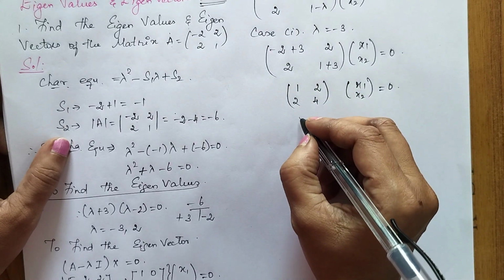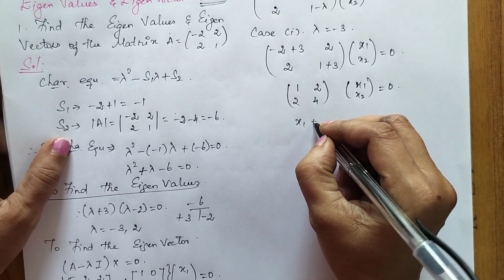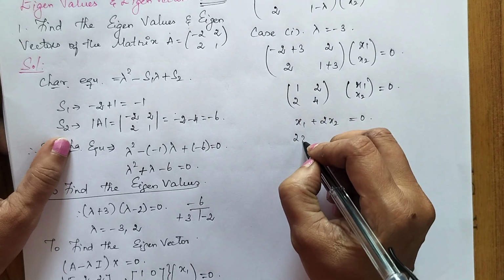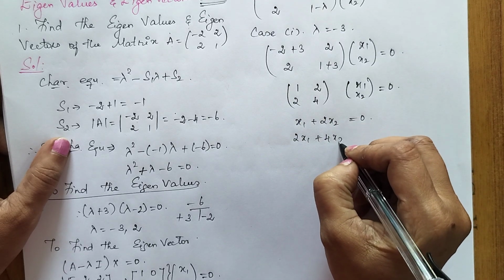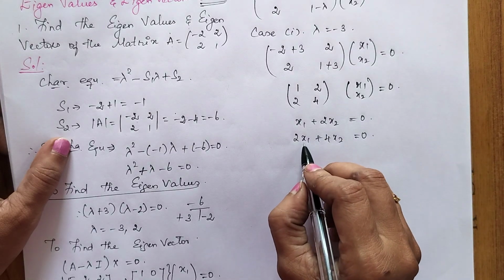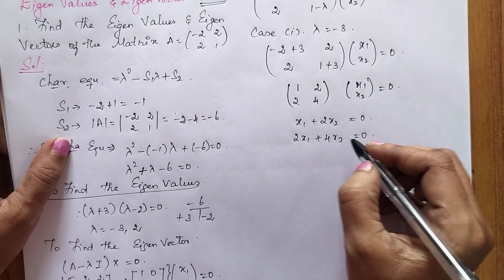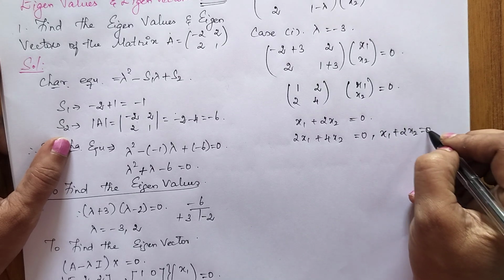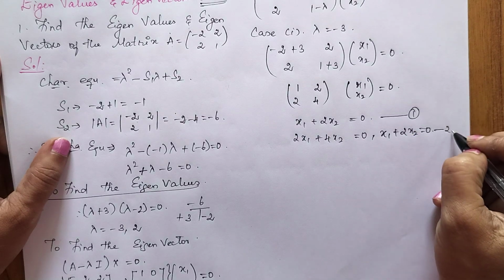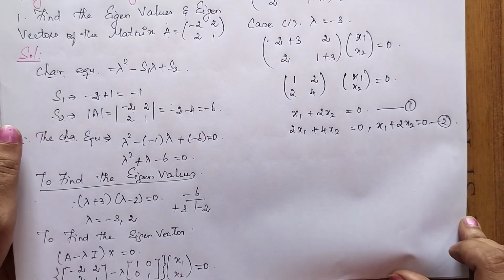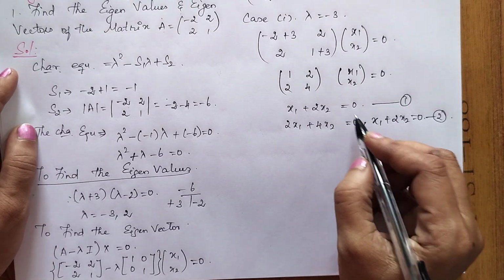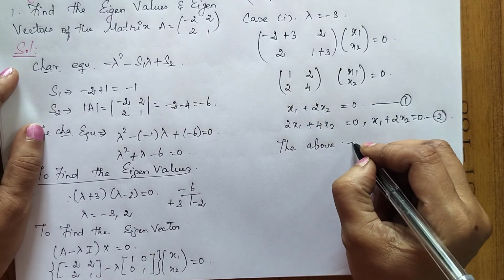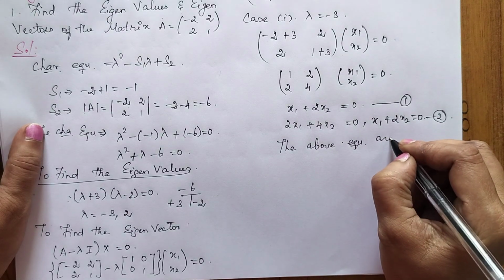This will be x1 plus 2x2 equal to 0, and the second equation is 2x1 plus 4x2 equal to 0. The second equation is a multiple of 2, so we can rewrite it as x1 plus 2x2 equal to 0. This is equation number 1, this is equation number 2. The above two equations are identical.